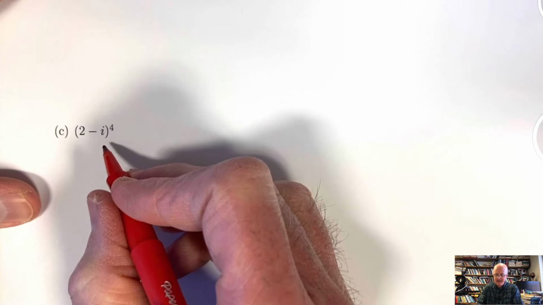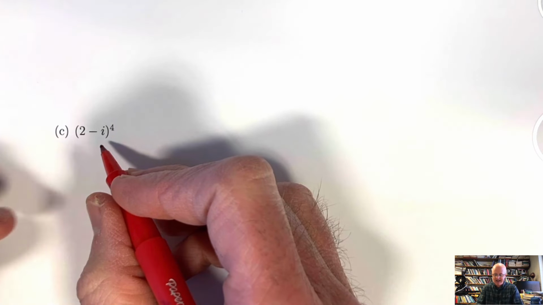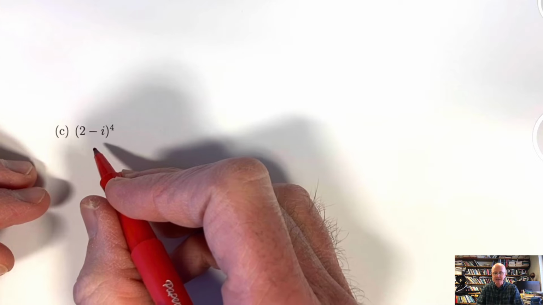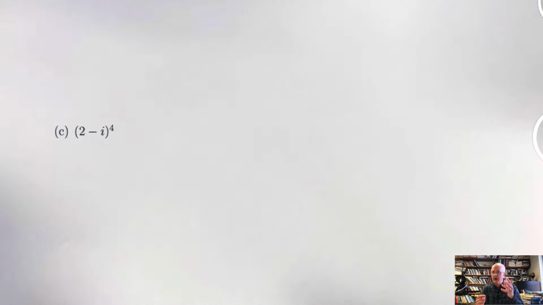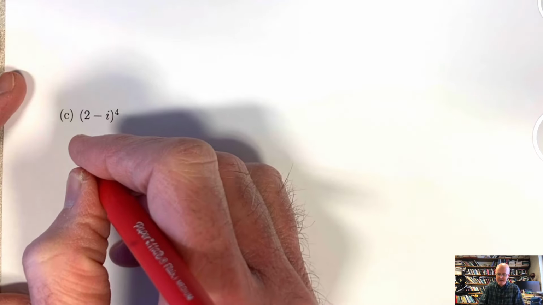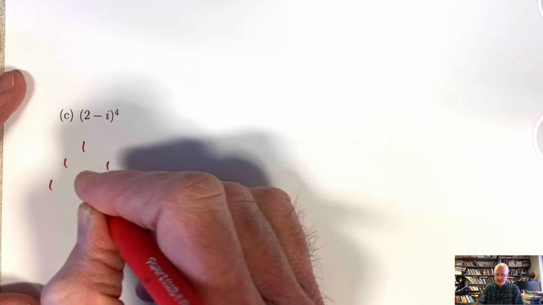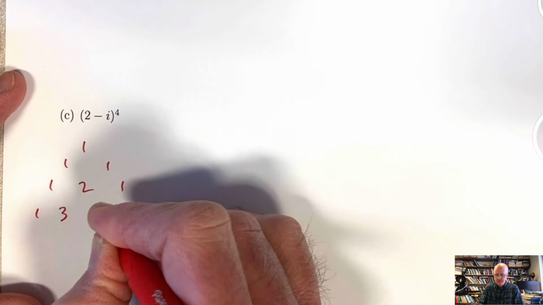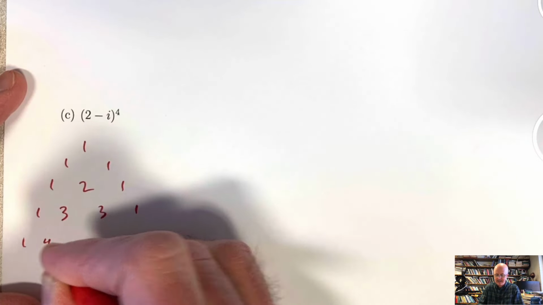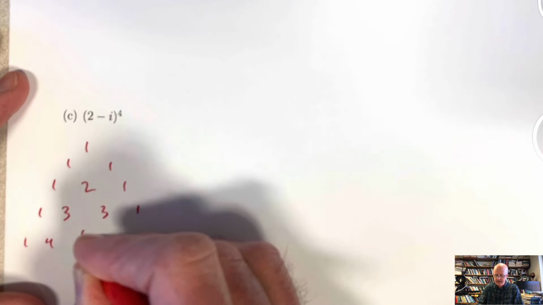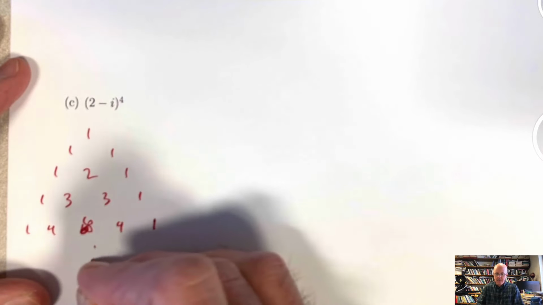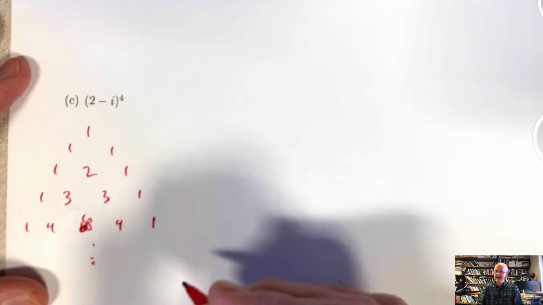Part C, we are expanding this binomial in i, this expression a plus bi, to the 4th power. You could do it as 2 minus i squared and then simplify that and square it again. You also can use Pascal's triangle even with this situation. Let's do it that way. So these are going to be the coefficients when I expand this binomial involving i. Oops, that's going to be a 6 there. All right, this is pretty tricky.